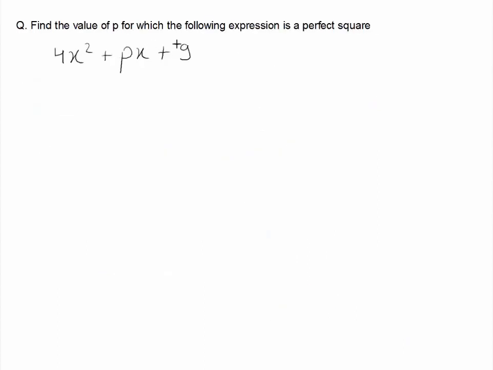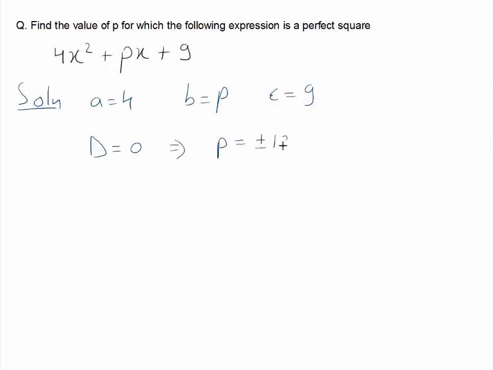Find the value of p for which the following expression is a perfect square. So if you refer to the tree diagram, you will see for an expression to be a perfect square, the discriminant of that quadratic expression must be 0. So if you want to solve this question, we will follow the same steps and we will make the discriminant 0. So that implies we will again get p as plus minus 12.